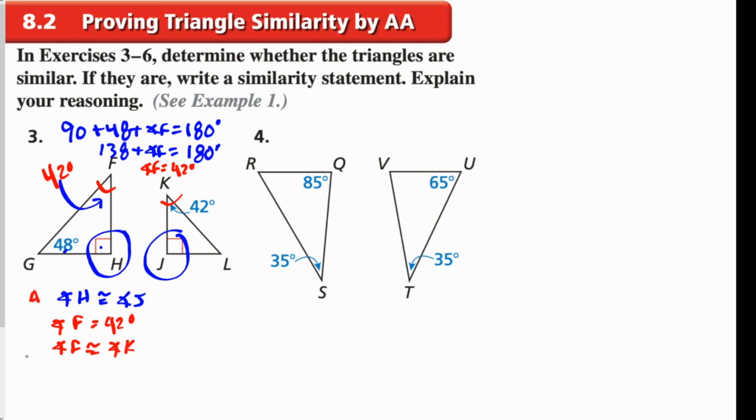So we have an angle pair and a second angle pair. Now we can name the similar triangles. I'm going to start with the 42 degree angle, then the 90 degree angle, then the 48 degree angle. Remember, order matters. So triangle FHG is similar to triangle KJL by AA Similarity.